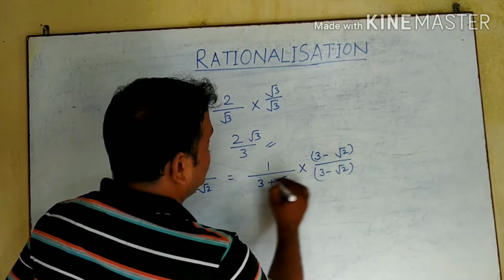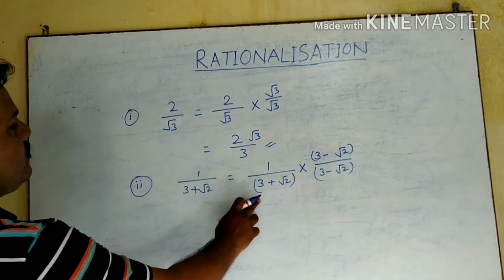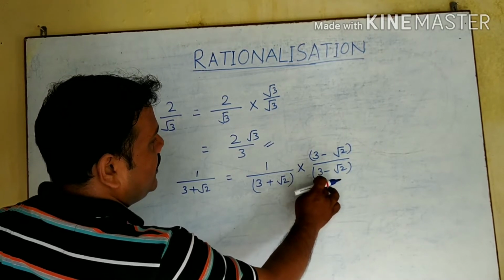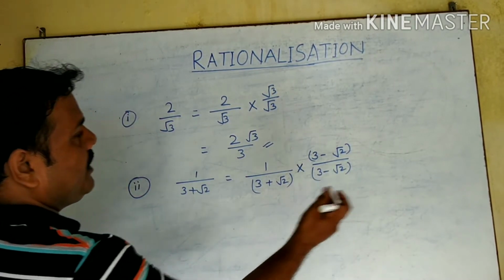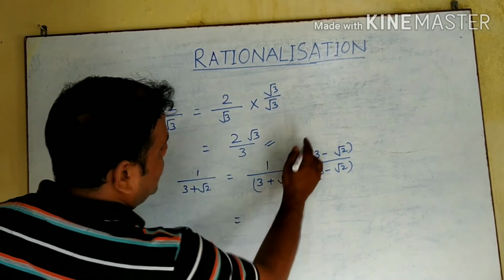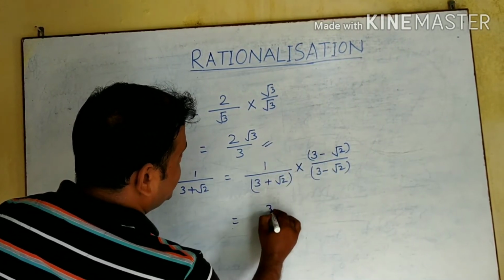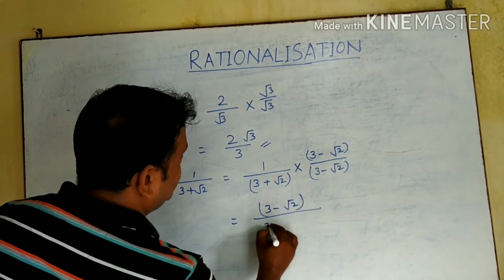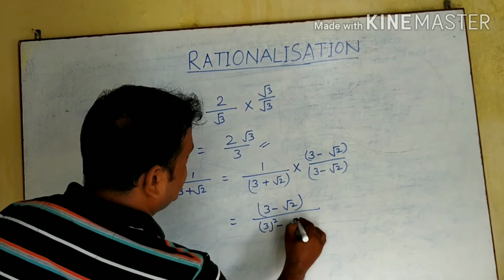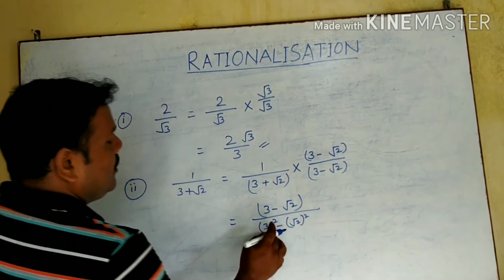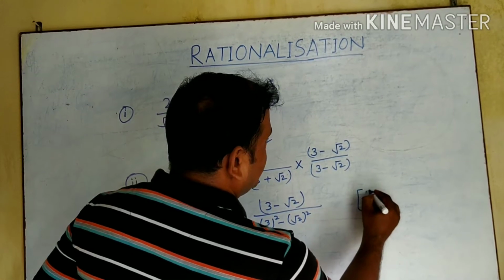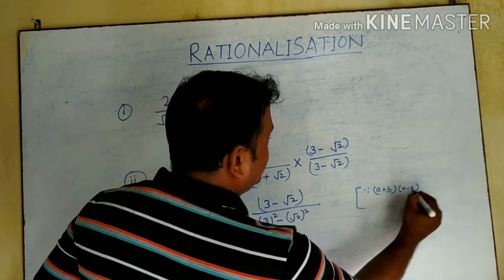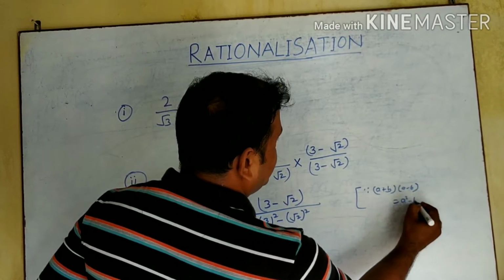Why do we do this? Because here it is in the form a plus b, and when we multiply by the opposite sign in the middle, a minus b, it will come to a square minus b square. So in the numerator it will be 1 into this, you will get 3 minus under root 2, by 3 square minus under root 2 square. And where did we get this from? You can write it like this: a plus b into a minus b is equal to a square minus b square.